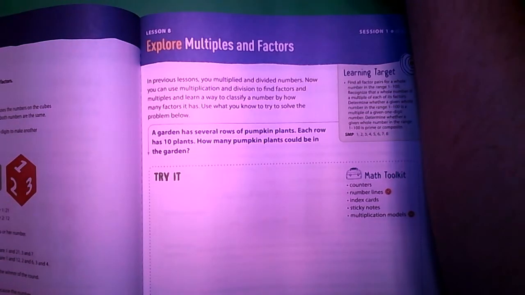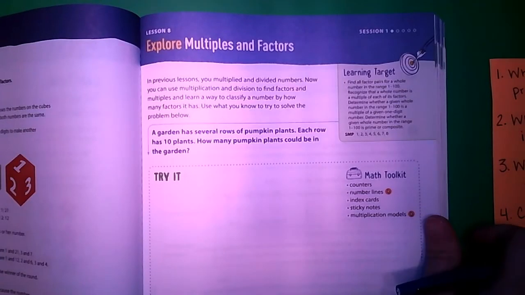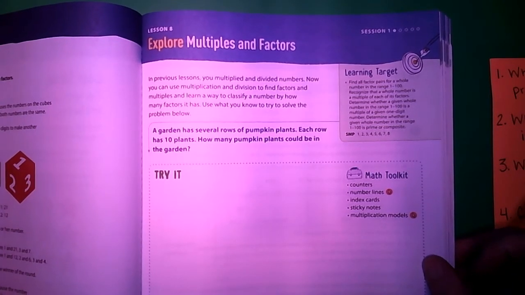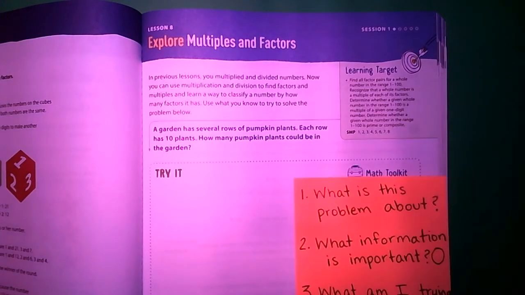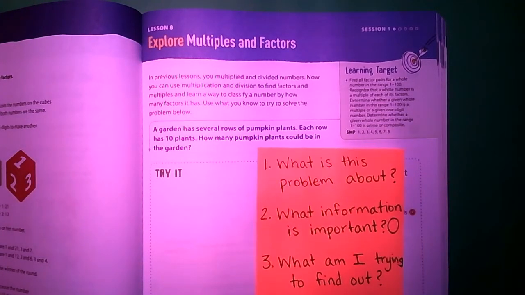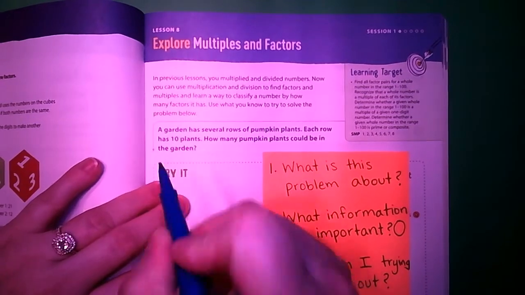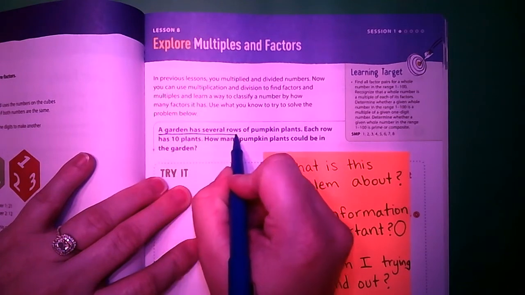All right, page 143. A garden has several rows of pumpkin plants. Each row has 10 plants. How many pumpkin plants could be in the garden? Okay, so the first thing we want to ask ourselves is, what is this problem about? Well, it's about rows, and not just any rows, but a garden that has rows with some pumpkin plants. So that's what this problem is about.